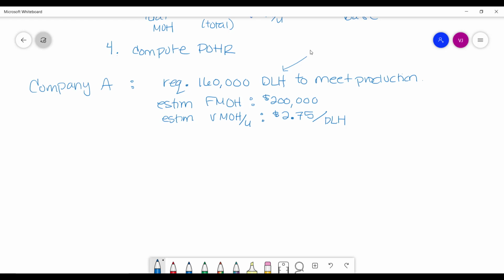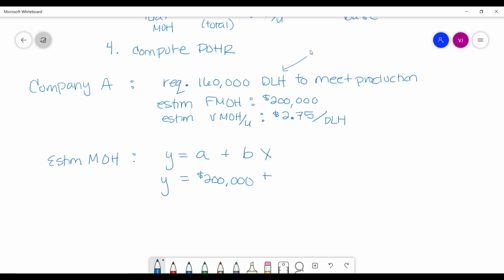Okay, so the first step here is we want to figure out what their total estimated manufacturing overhead is overall to even get started on calculating the POHR. So remember, that's where this y equals a plus bx comes in. We want to solve for total manufacturing overhead or estimated overhead. So let's plug in for A. Remember, A is going to be your fixed cost, in this case your fixed manufacturing overhead, and they estimate that to be about $200,000 for the coming period.